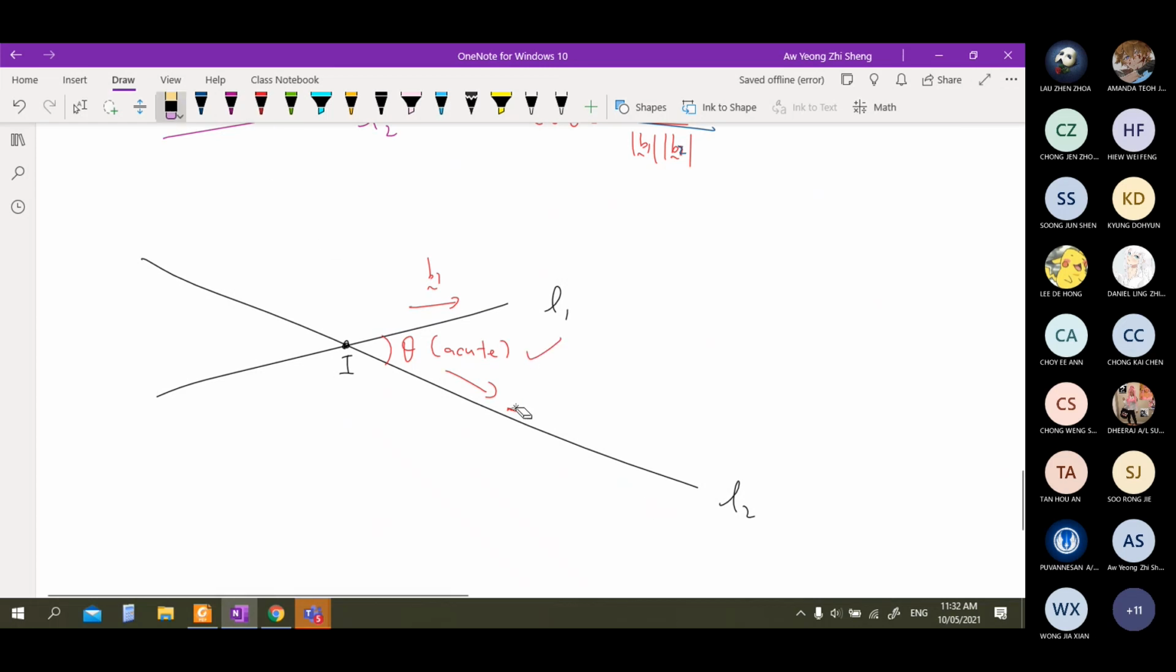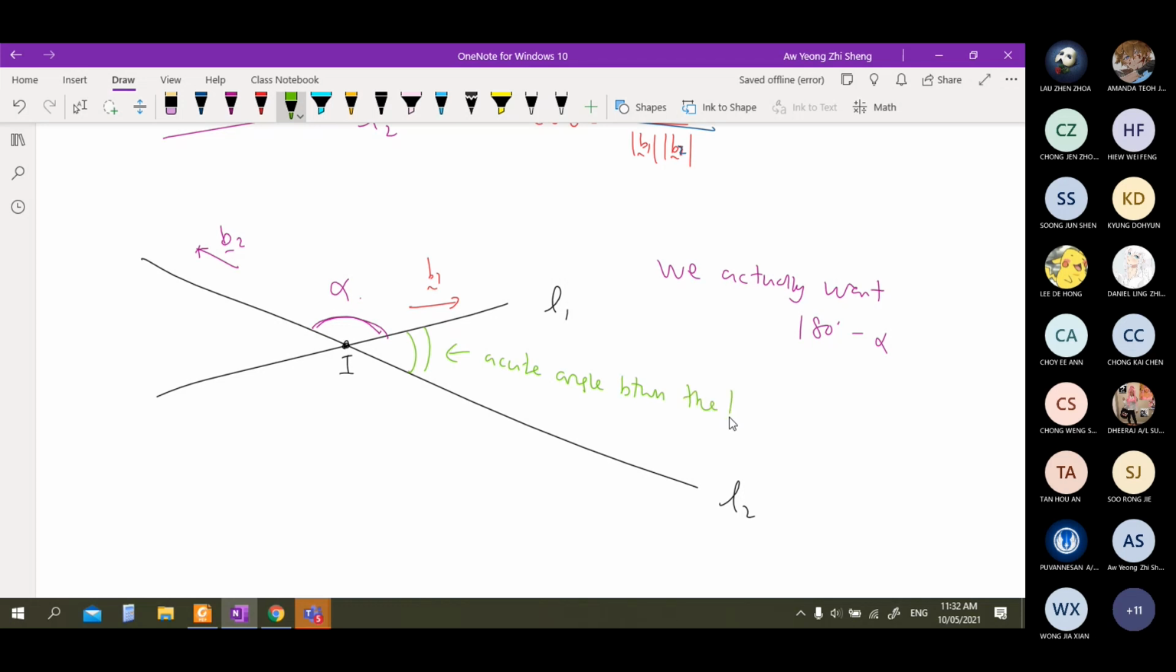However, if B2 points the other way, then B1 and B2 are diverging. When B1 and B2 are diverging, you get the angle over here. Let's call it alpha here. But alpha is not what we want. We actually want 180 degrees minus alpha according to this diagram, because this is the acute angle between the lines. And so we actually want 180 minus alpha.